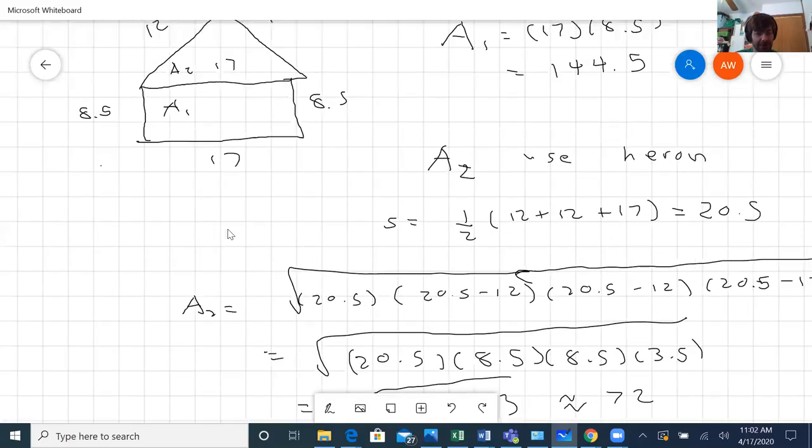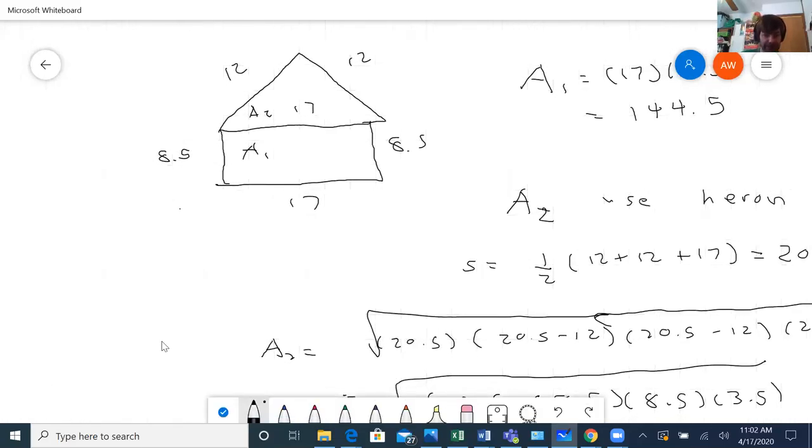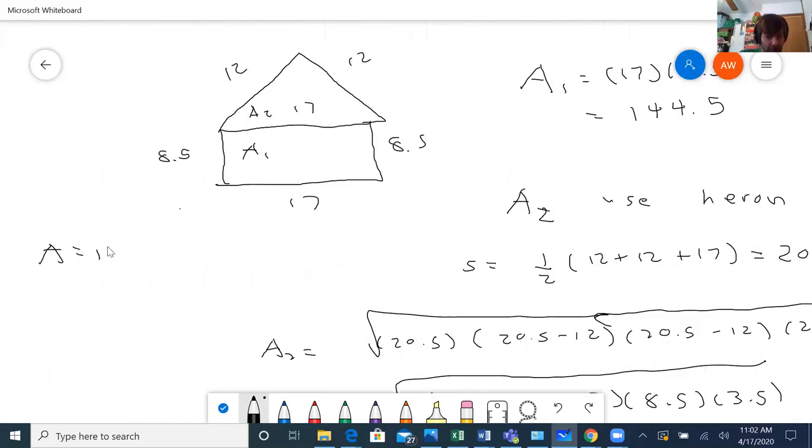And so the area of my whole thing here is going to be the bottom, 144.5, plus the top, which was 72. And I got 216.5. And that's my answer. Okay, so two area problems there.